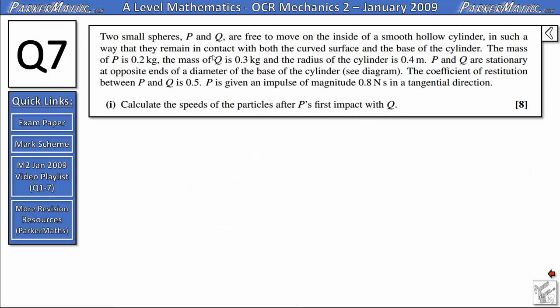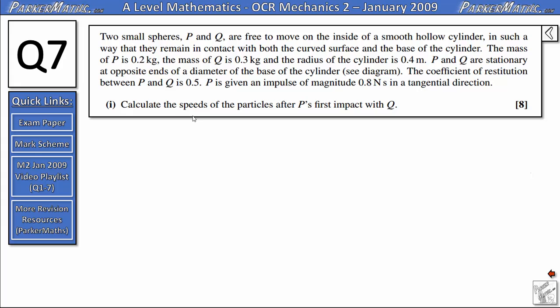Two small spheres P and Q are free to move on the inside of a smooth, hollow cylinder in such a way that they remain in contact with both the curved surface and the base of the cylinder. The mass of P is 0.2 kg, the mass of Q is 0.3 kg, and the radius of the cylinder is 0.4 meters. P and Q are stationary at opposite ends of the diameter of the base of the cylinder. The coefficient of restitution between P and Q is 0.5. P is given an impulse of magnitude 0.8 Newton seconds in a tangential direction.